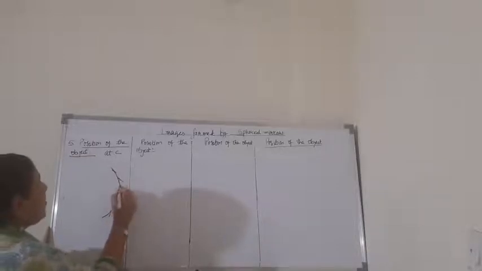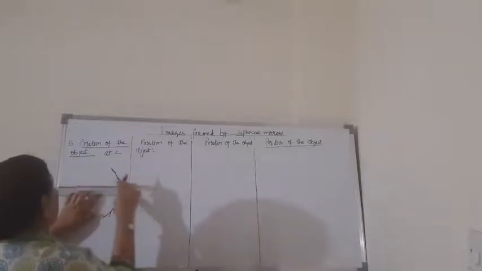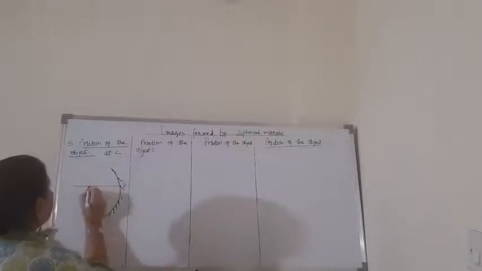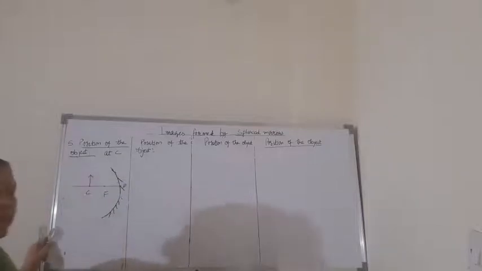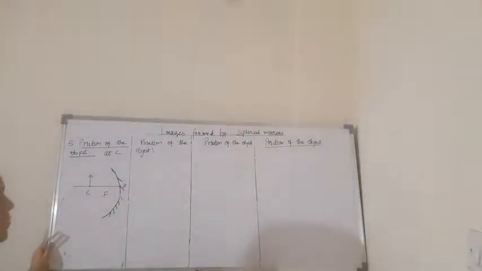So here we have the pole, the principal axis, the center of curvature C, and the principal focus F. Now the object is at C. We'll see where the image will be formed.